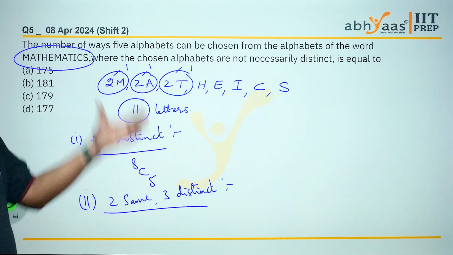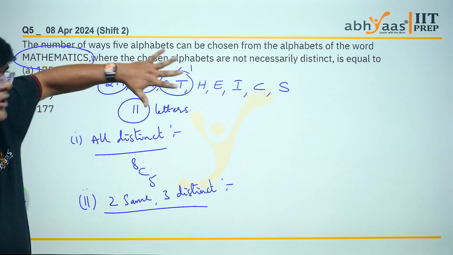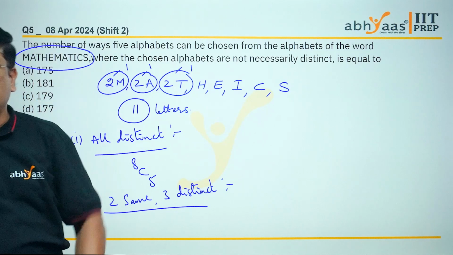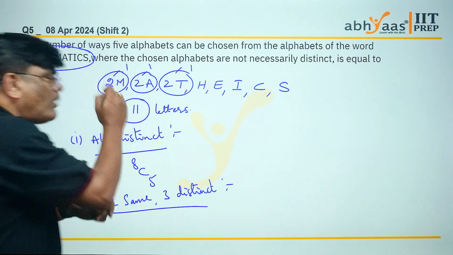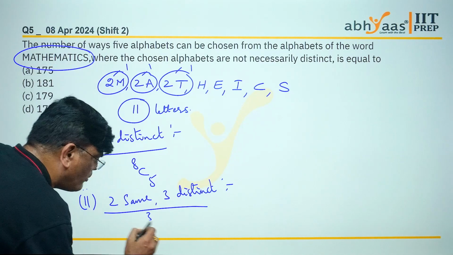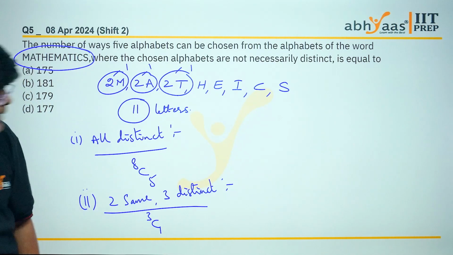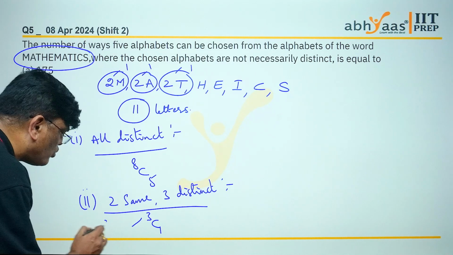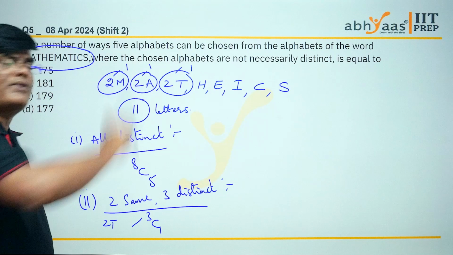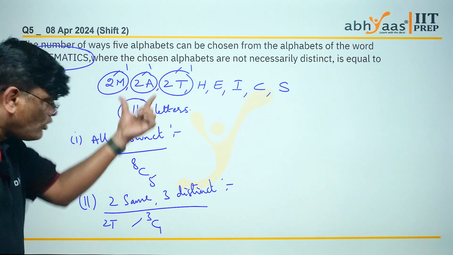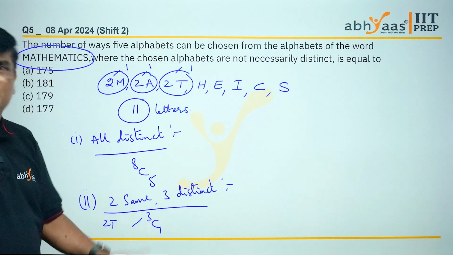Now from these three groups, if I select any one group, it contains two same letters, is it right? That means from these three I am selecting one group, 3C1. Let us suppose with this selection I got two T's, or two A's, or two M's. So from these three groups only I am selecting one group. It will be possible in 3C1 ways.